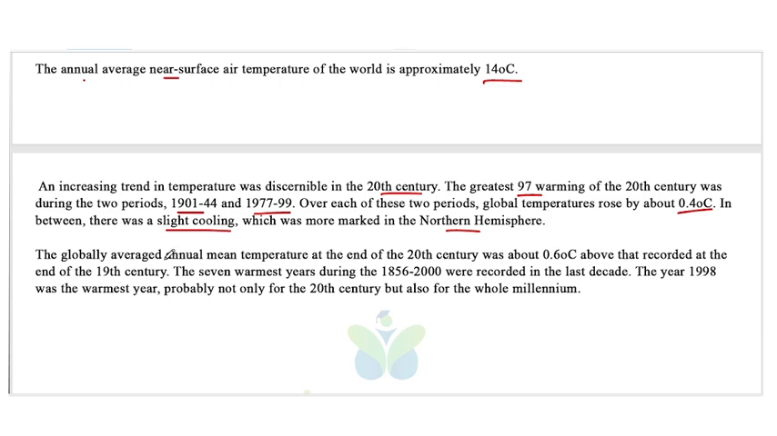The globally averaged annual mean temperature at the end of the 20th century was about 0.6 degrees Celsius above that recorded at the end of the 19th century. The 7 warmest years during 1856 to 2000 were recorded in the last decade. The year 1998 was the warmest year, probably not only for the 20th century but also for the whole millennium. Okay, so that's about this chapter.